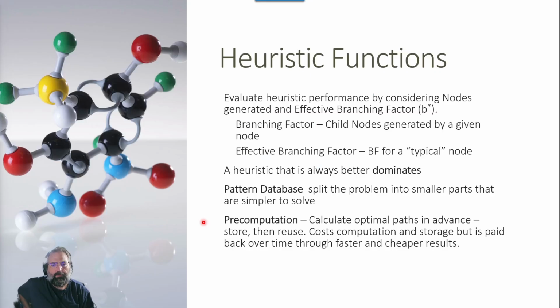So heuristic functions, and a function is something that basically takes into consideration some information to make a decision. You evaluate heuristic performance by considering the nodes generated and the effective branching factor, b star. A branching factor is the child nodes generated by a given node, and the effective branching factor is the branching factor for a typical node. It might be as simple as a mean.